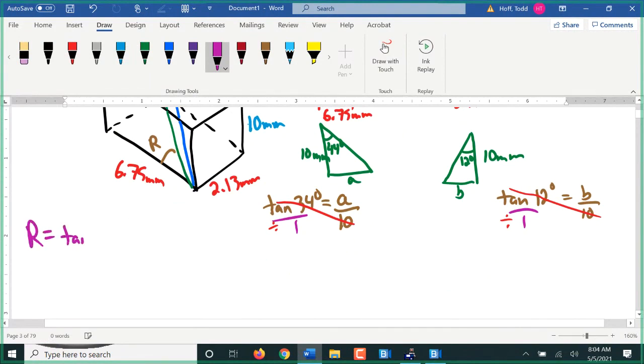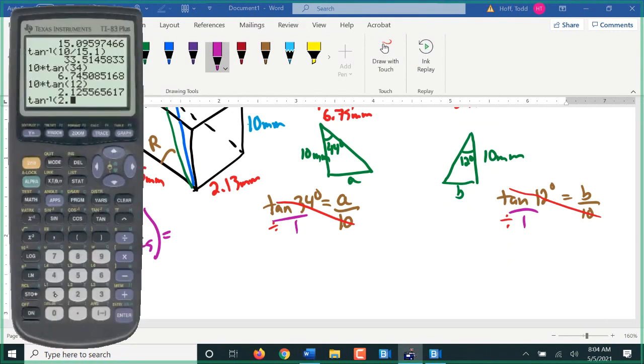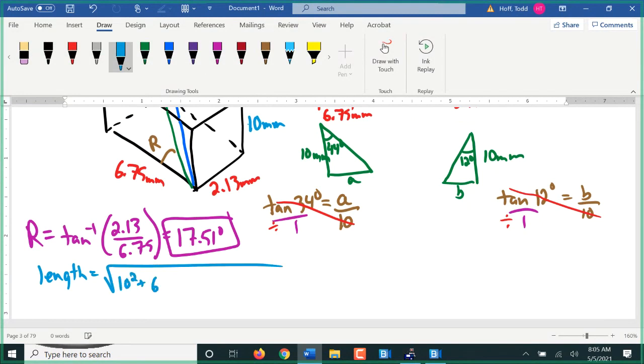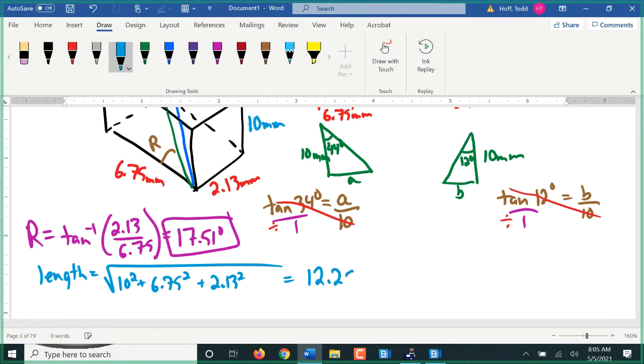So R, the inverse tangent, 2.13 over 6.75. Now again, the length here is hypothetical. Square root of our 10 squared plus 6.75 squared plus 2.13 squared. 11.25 for that length.